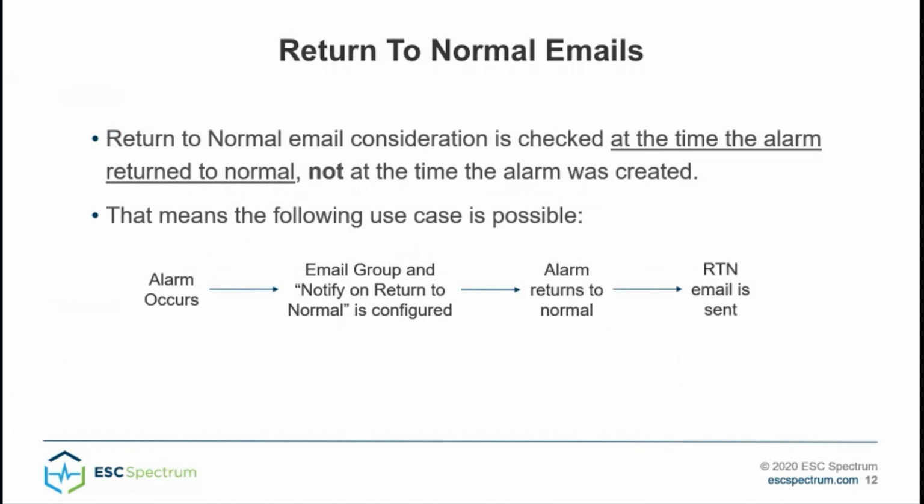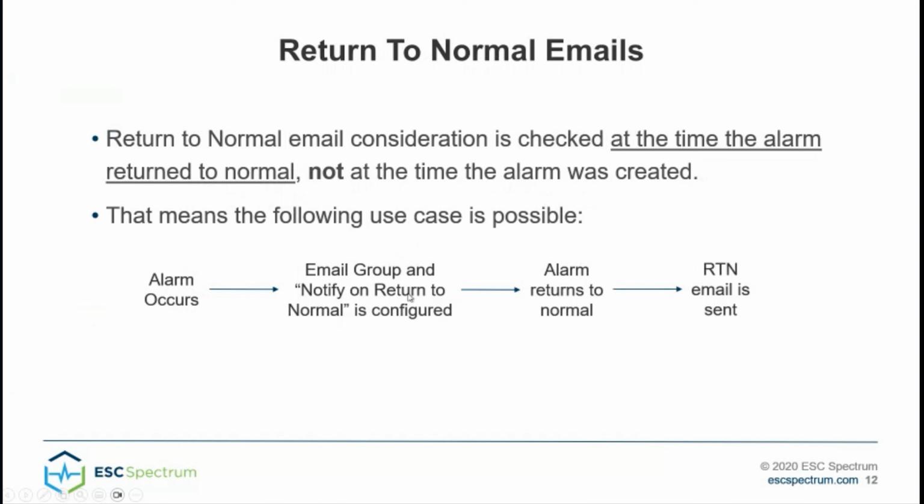Something to note here, this is a situation that probably needs to be explained, but just to clarify, the email is sent at the time that it is configured, right? If it's configured, it triggers at that point. So in this example, we see at the start here, we don't have an email group or return to normal or anything configured. An alarm occurs, so we receive no email, right? For the alarm condition, we receive no email. So that alarm sits there active.